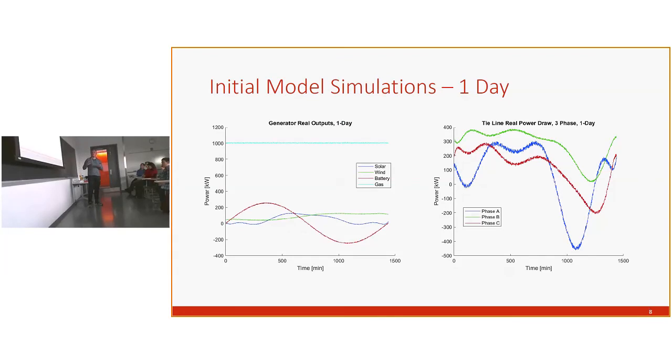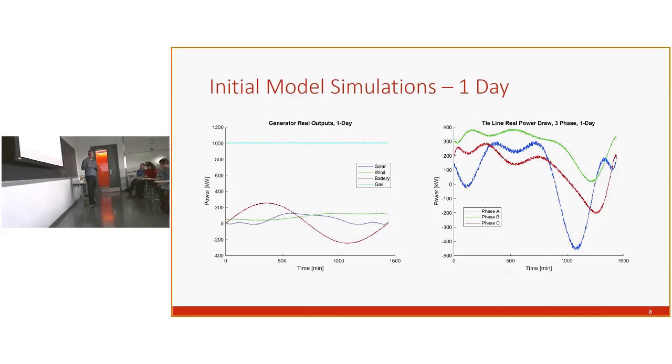So here are just a few initial simulations based on this simplified model. Over on the left, you will see the generator outputs, and over on the right, you will see the power exchanged at the tie line. So this is power going between the microgrid and the bulk grid. And this is over the course of one day.